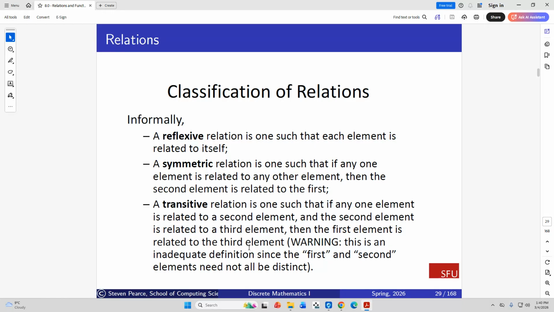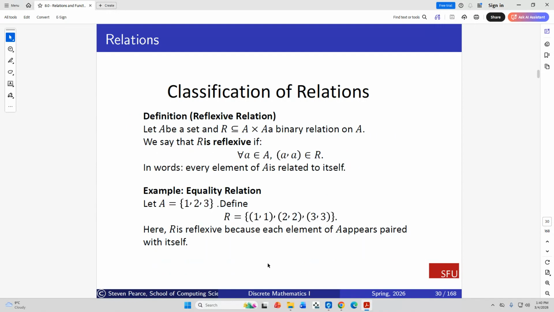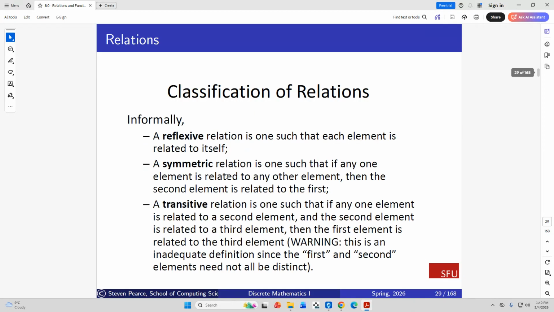Transitive relations have a proviso, a caveat. Warning, this is an inadequate definition since the first and second elements need not all be distinct. Remember, we can have the identity relation, which is (x, x) or (a, a). So in that case, we have a proviso. We have to provide a much better definition. The definitions we gave right here are too loose.